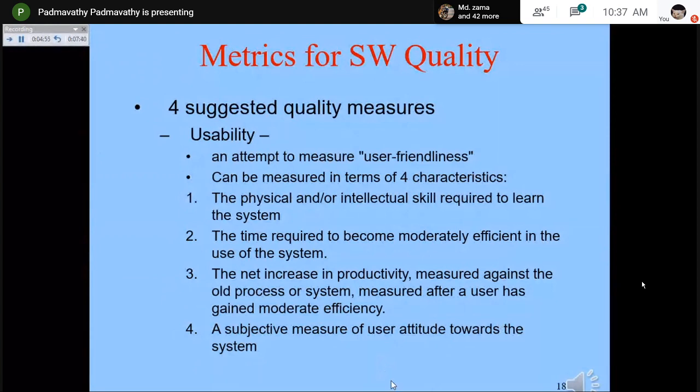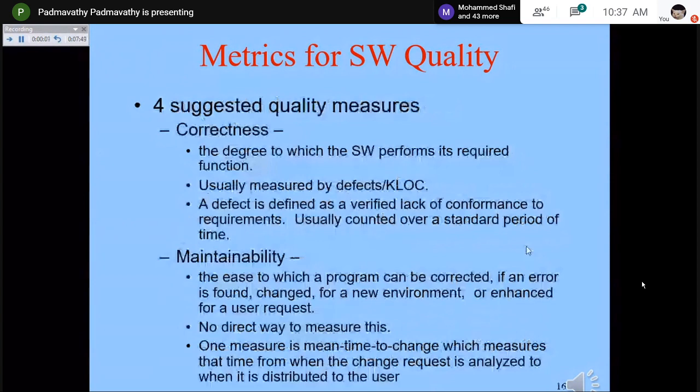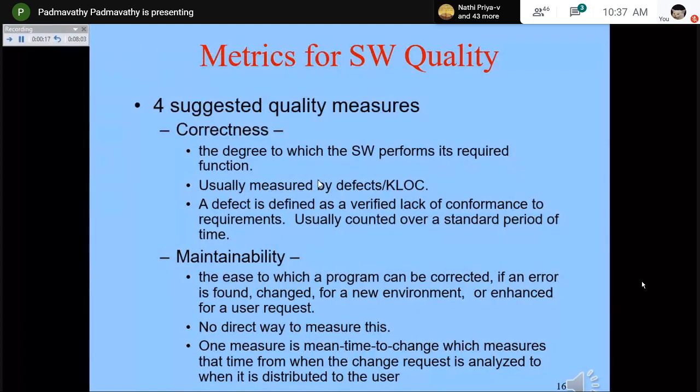So we have seen integrity, we have seen usability. Okay, and other quality measures are correctness and maintainability. Correctness is nothing but the degree to which the software performs its required function. Okay, the degree to which it is performing what it is actually intended to perform, to how much extent it is performing. At least 90% it is providing good. Okay, that is correctness. Usually it is measured by defects or KLOC.